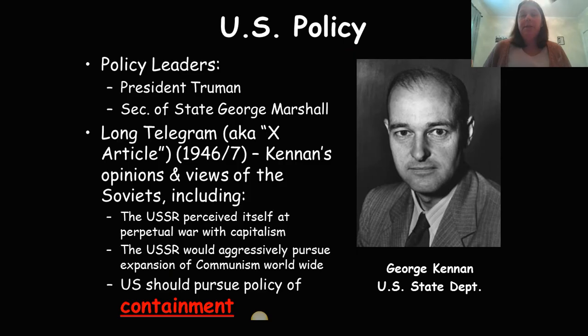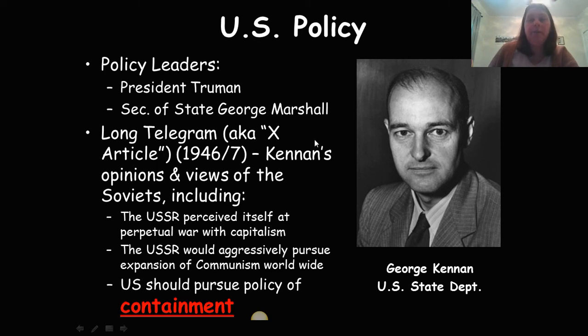Well, by 1946, we can definitely see U.S. policy start to change in response to the situation. If you're looking at U.S. foreign policy post-World War II, it's obviously President Truman who is the chief policymaker, but the person that has really a lot of influence is the Secretary of State, George Marshall, the head of the State Department.